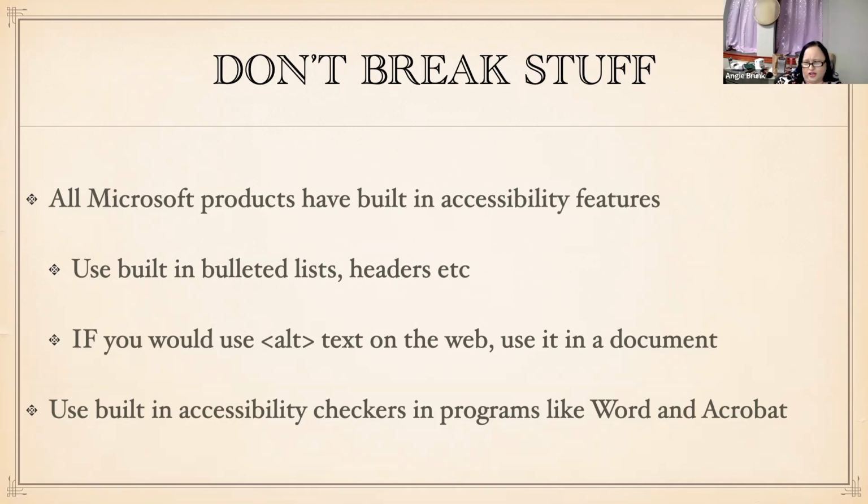So if you would use alt text on the web for something, use it in a document. If you have an image in your Microsoft Word document or your PowerPoint, you should be inputting alt text for that. And Word and all the Microsoft programs do have built-in accessibility checkers. Unfortunately, I do not have Adobe Acrobat Pro, so I can't demonstrate anything with that. But I can tell you that in Acrobat Pro, you do have a built-in accessibility checker, and you have some ability to assign reading order for things.